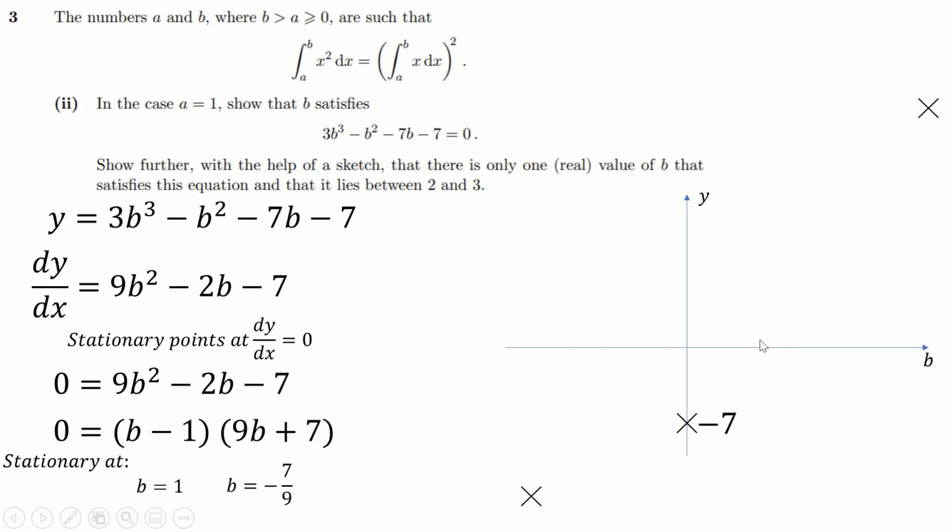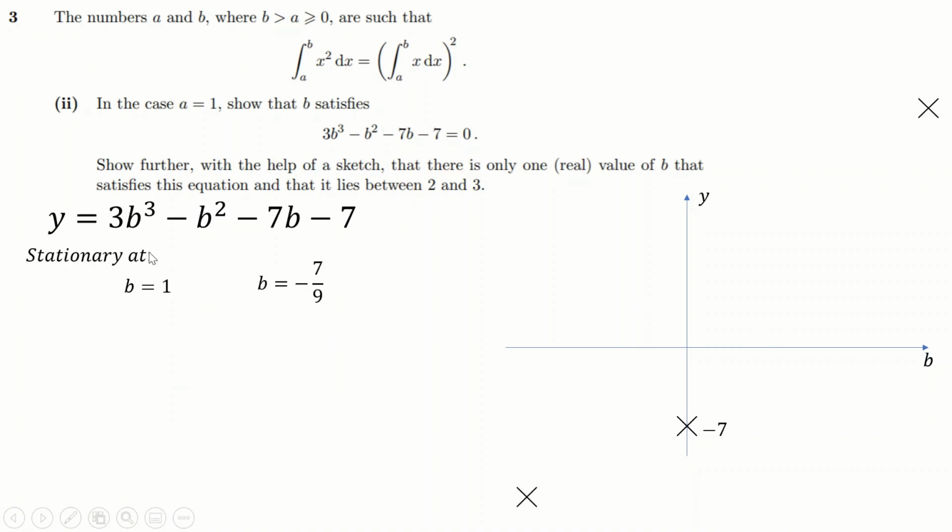Now I need some more information. I need to know exactly where the graph is at those 2 points. So I'm going to put my b value into here and find what my y coordinate is at the value b is 1. So when I put b as 1 in here, I get, well, 3 minus 1 minus 7, which is minus 5, minus 12, minus 7 is minus 12. Check that for yourself, but I end up with the point at 1, minus 12. So down here, below the y-intercept, down here.